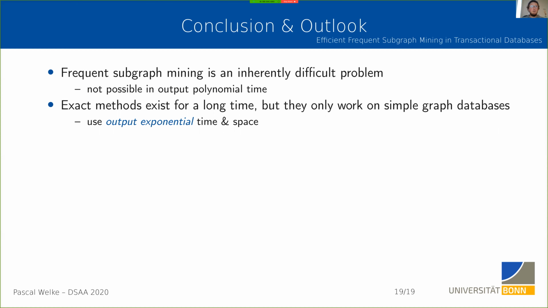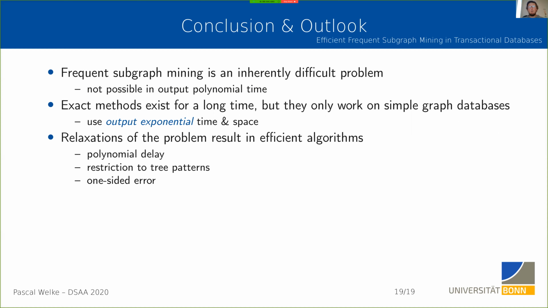So basically, in the worst case, they use output exponential time and space, which is a problem once you leave, for example, the domain of chemical graphs. But relaxations of the problem result in efficient algorithms that can guarantee polynomial delay by trading off the completeness, in the sense that you can actually at the moment only find tree patterns, and by being inexact in a way of one-sided error, so that you either find too little or too many of the patterns in comparison to the exact result.